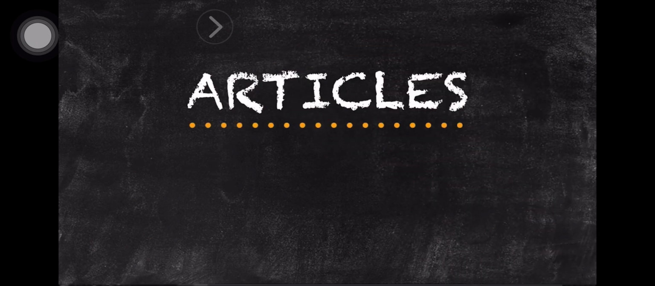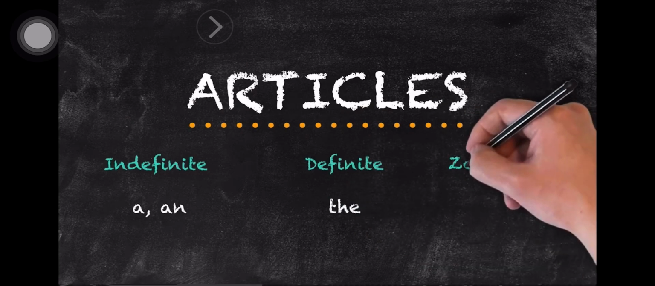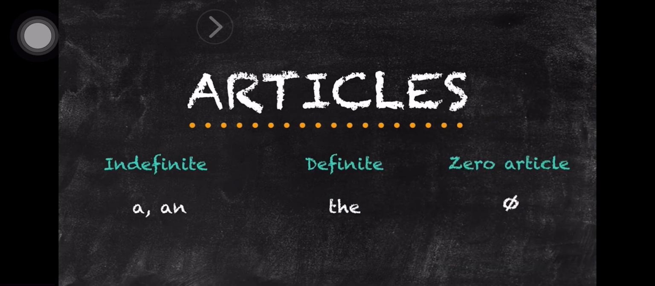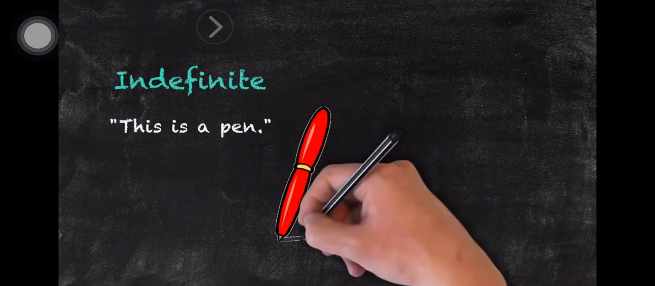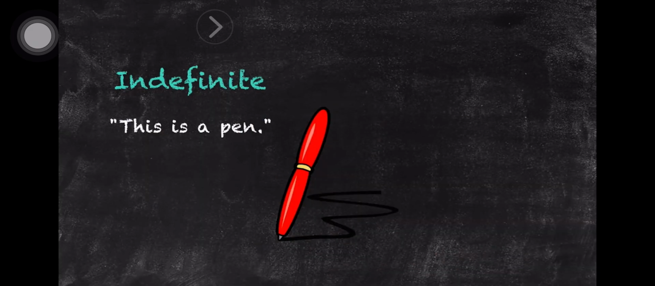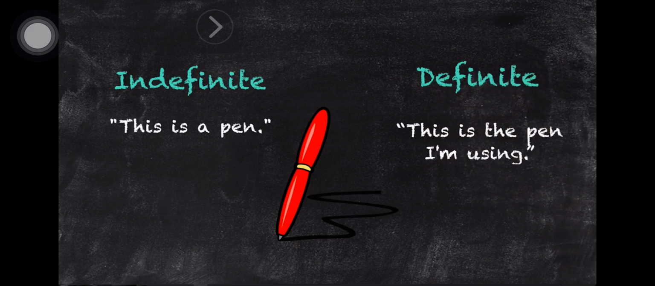And now we'll have a look at our articles. We can divide articles into these groupings. Indefinite, using a or an. Definite, using the. And oftentimes referred to as the zero article, is actually the absence of an article altogether. With the indefinite article, we use it in a non-specific way. This is a pen. It's one of many pens. When using the definite article, we use it in a specific way. This is the pen I'm using.